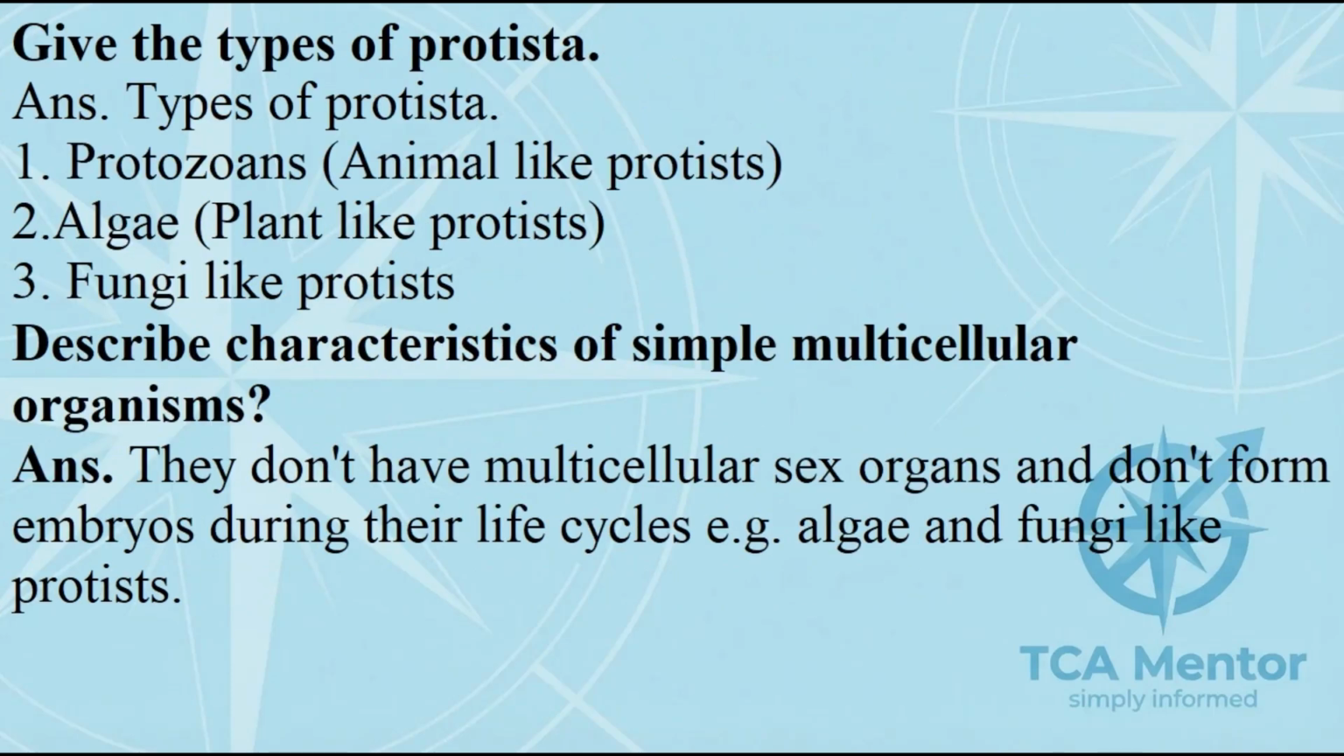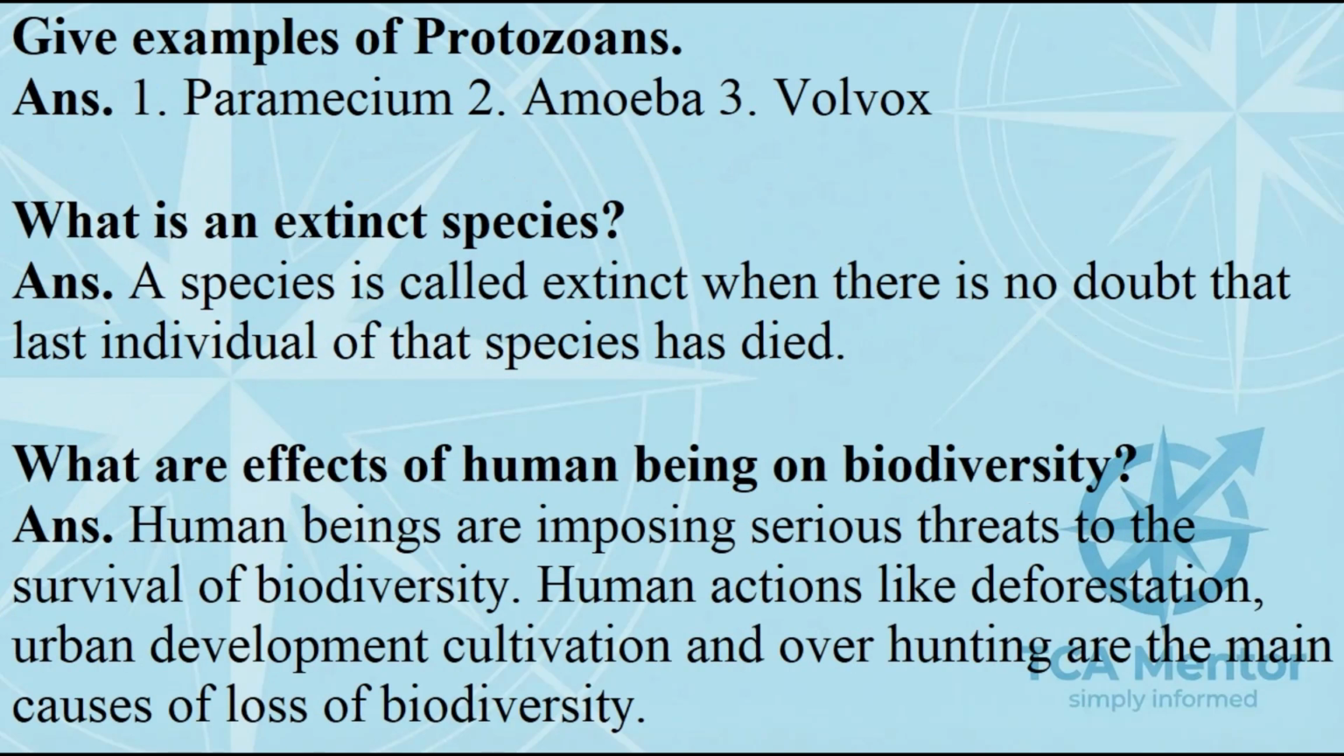Give the types of protista. ANS. Types of protista: Protozoans, animal-like protists. Algae, plant-like protists. Fungi-like protists. Describe characteristics of simple multicellular organisms. ANS. They don't have multicellular sex organs and don't form embryos during their life cycles, e.g. algae and fungi-like protists. Give examples of protozoans. ANS. Paramecium, Amoeba, Volvox.